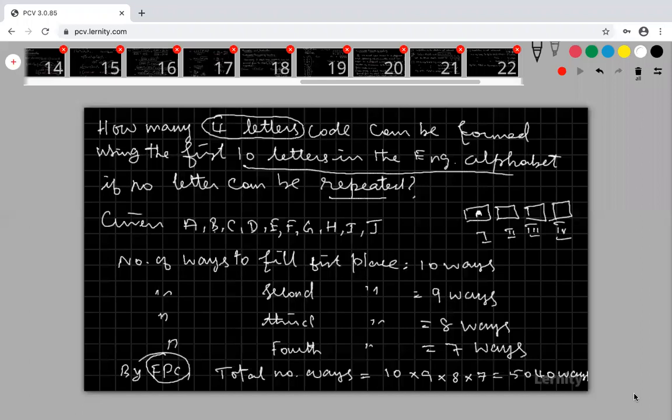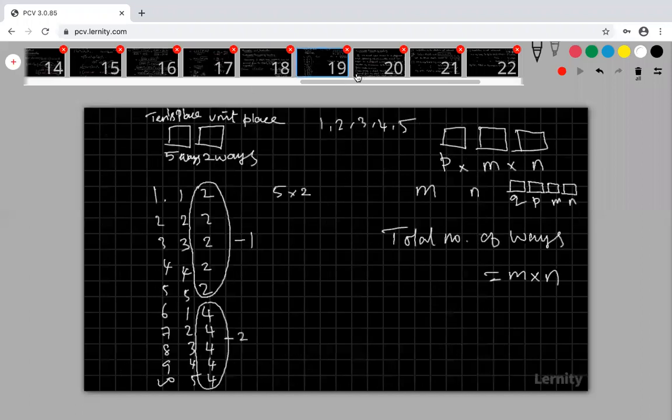Not write the numbers, they are only asking the number of ways. Okay, look at that. Please look at this one. The question is: 1, 2, 3, 4, 5 is given. From these numbers form 2-digit even numbers. How many 2-digit even numbers? These are the 2-digit even numbers: 12, 22, 32, 42, 52, 14, 24. These are the 2-digit even numbers.